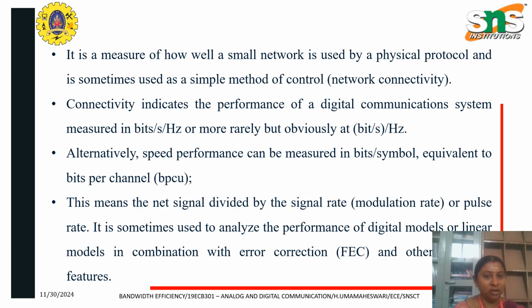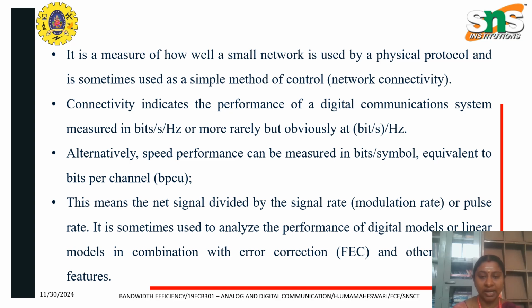It is a measure of how well a small network is used by a physical protocol, and is sometimes used as a simple method of control, called network connectivity. Here the connectivity indicates the performance of a digital communication system, which is measured in bits per second per hertz, or more rarely bits per hertz. Alternatively, speed performance can be measured in bits per symbol, equivalent to bits per channel. This means the net signal divided by the signal rate or pulse rate.